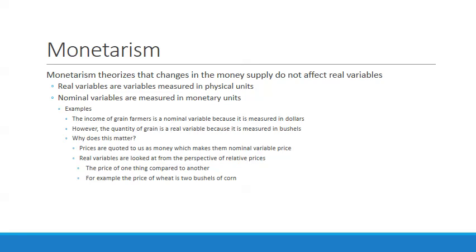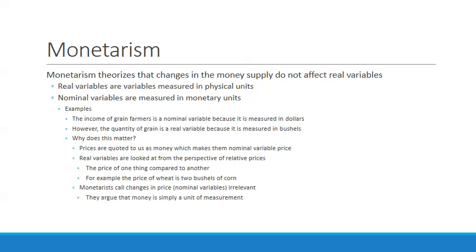Why is the wheat more valuable? Because it costs you 2 bushels of corn to buy the bushel of wheat. Now, monetarists call changes in price, the nominal variables, irrelevant. So in other words, for monetarists, going from a price of $4.99 to $5.99 is irrelevant. And they argue that money is simply a unit of measurement.